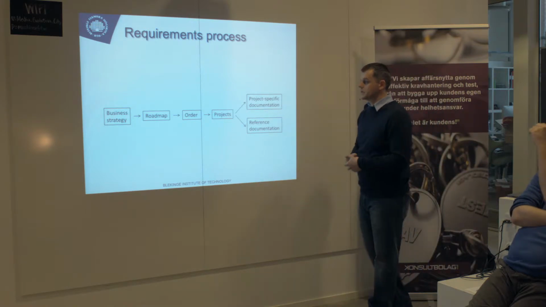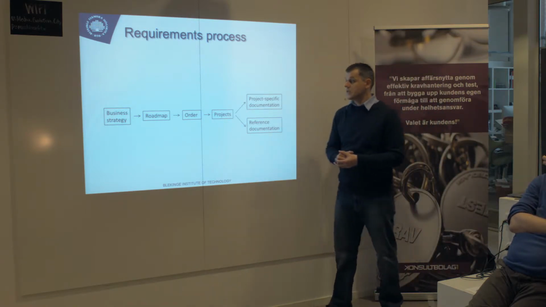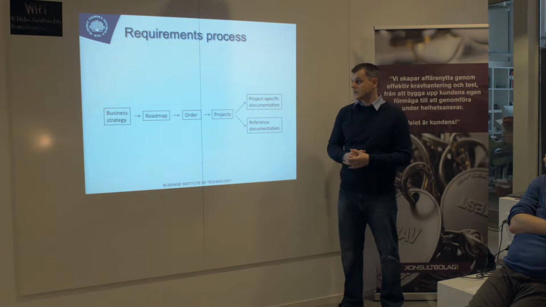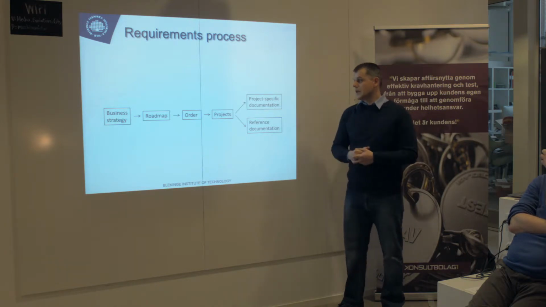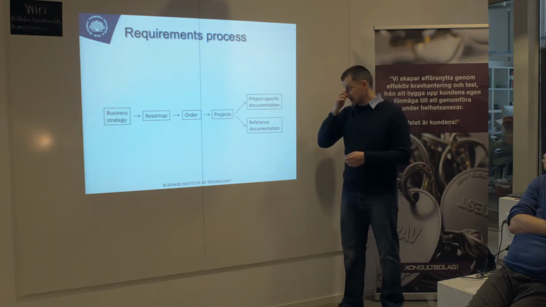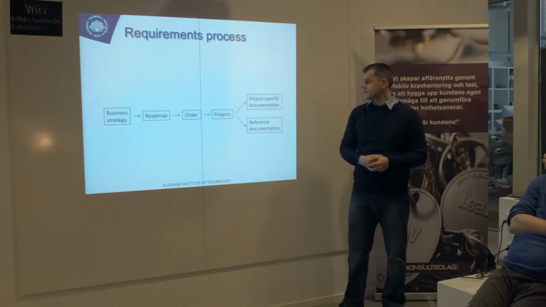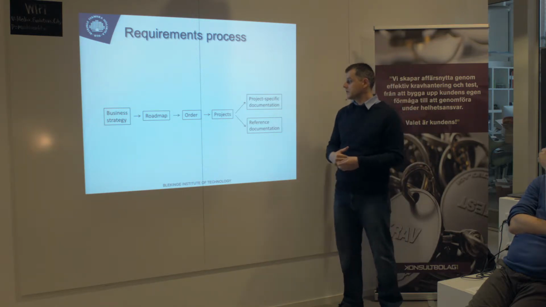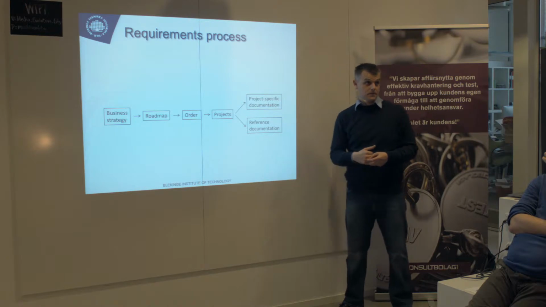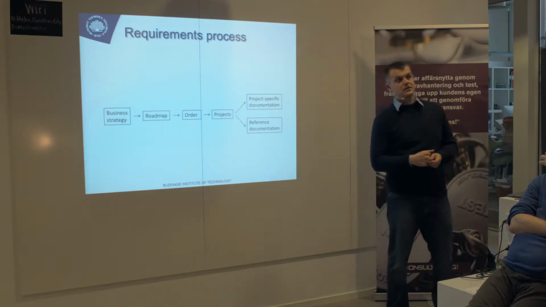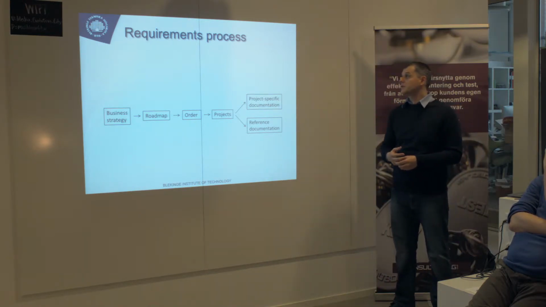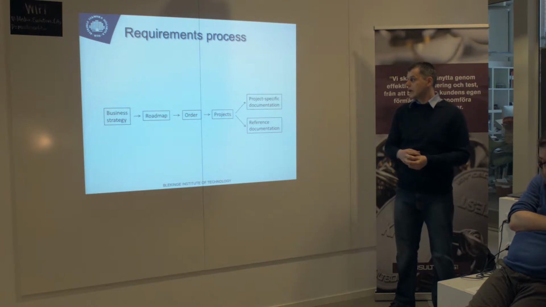This is the requirements process. They have some kind of business strategy. They have some kind of roadmap. They have some kind of order. Then they put this order into a project. And then here is an interesting thing that we discovered. They have project-specific documentation, and then they have the reference documentation. That was one of the strange things that we discovered when we started talking about the requirements process at the company.